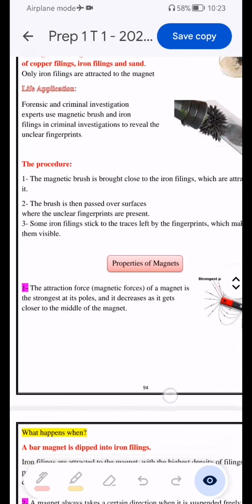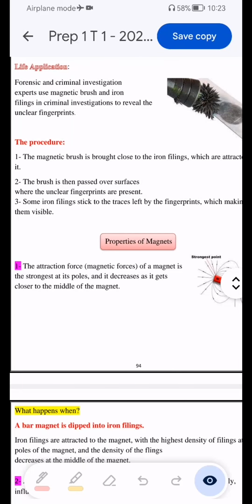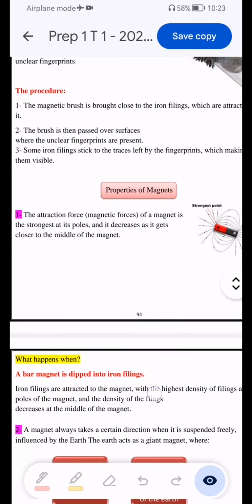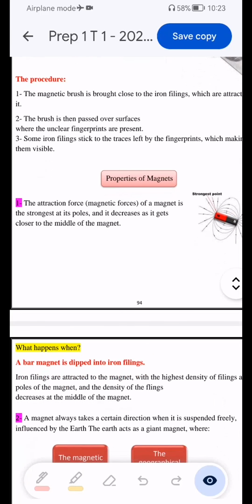now we will talk about the properties of a magnet. Number one, we said the attraction force of a magnet is concentrated in what? Concentrated at the poles, not the middle. When you put a magnet in iron filings, the iron filings will collect at the poles, okay? Not collected in the middle. That means what?